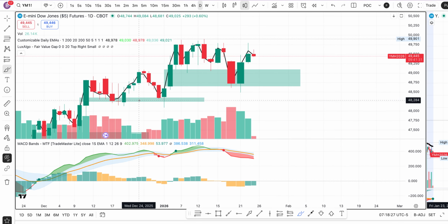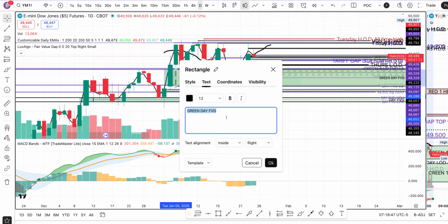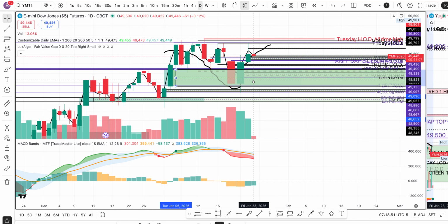They don't come around too often. So not only am I going to mark the day gaps, I'm also going to mark the next couple time frames down, which are 4-hour gaps and 1-hour gaps. I'll mark that up real quick and call it a green 1 day fair value gap, green because it was made on the way up.